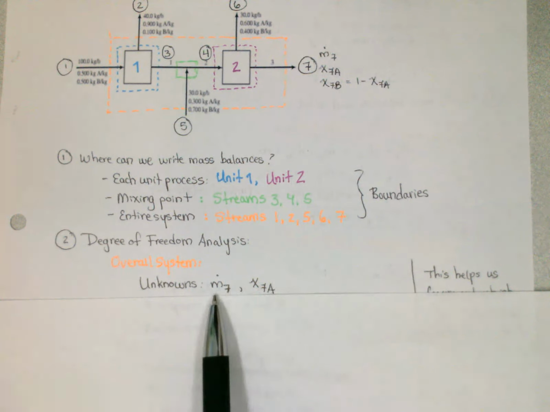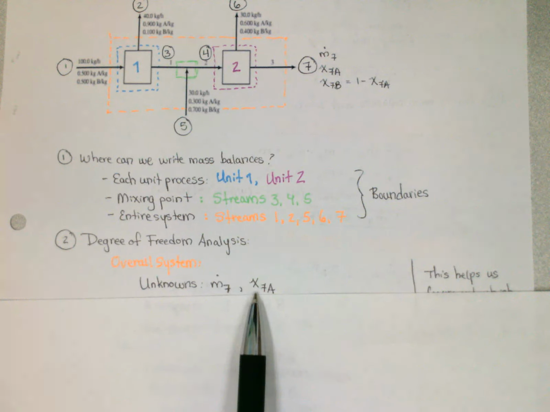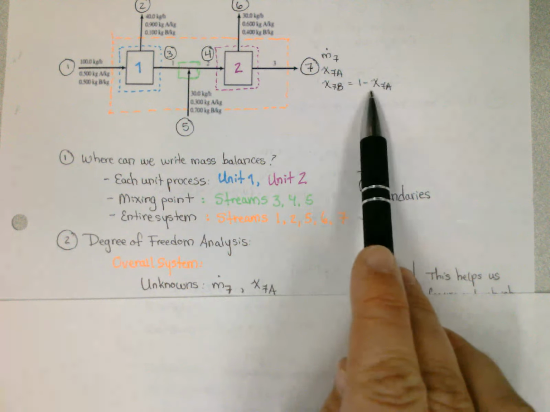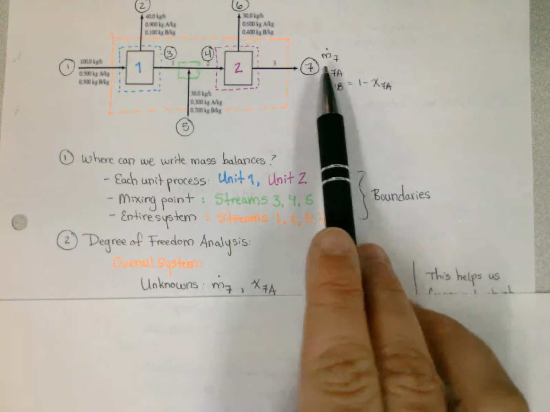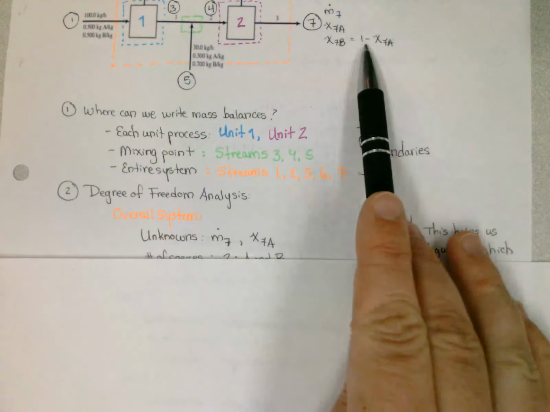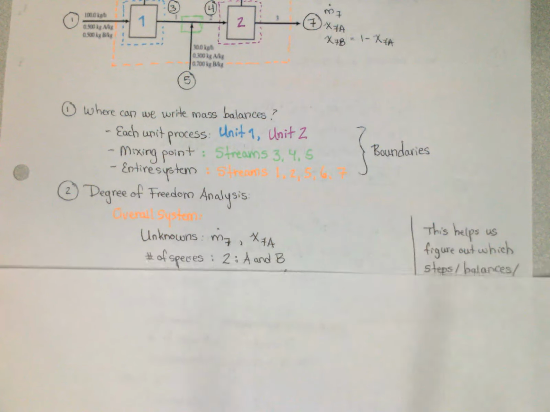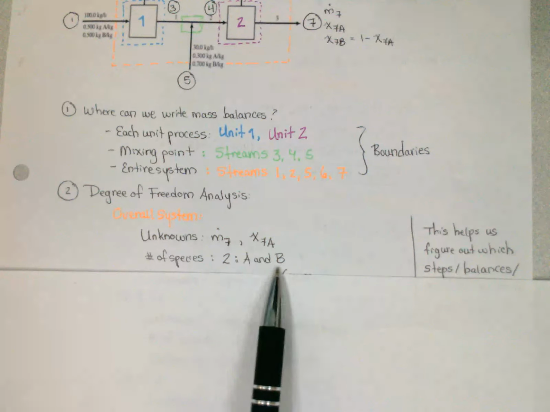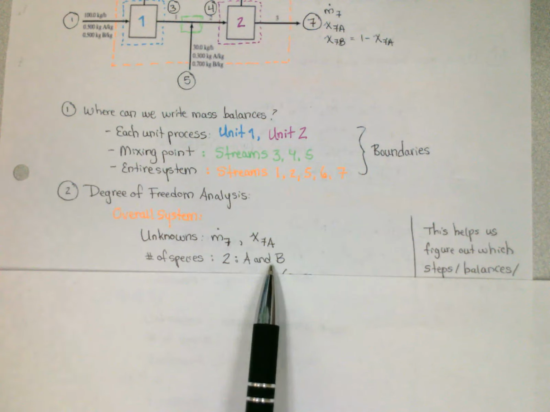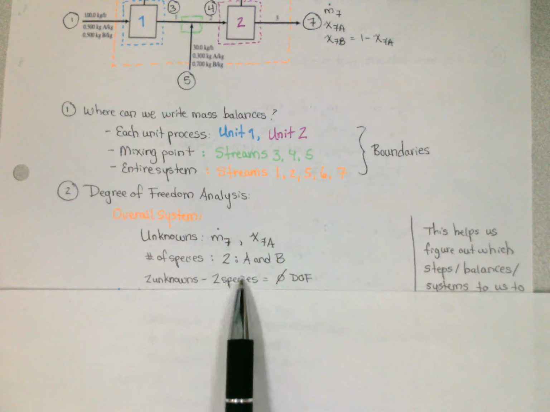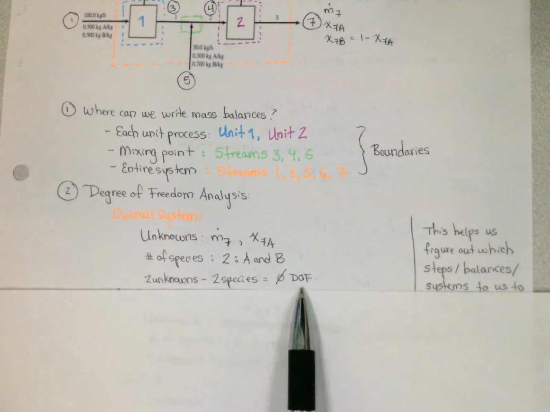They're related to the flow rate and to the composition. So I'm not going to count this one up here, X7B, as an unknown because I know it's related to X7A. So by the way that I'm writing this, this will not be a relationship for me. There's only 2 unknowns. We can then say that there are 2 species, A and B, which means that there are 2 independent balances. So 2 unknowns minus 2 species or 2 independent balances is 0 degrees of freedom.